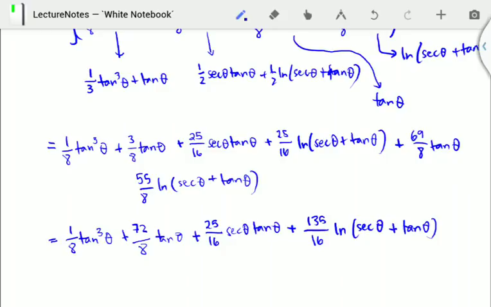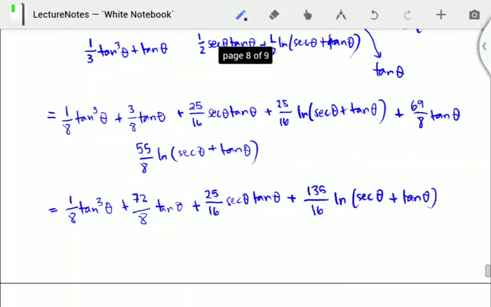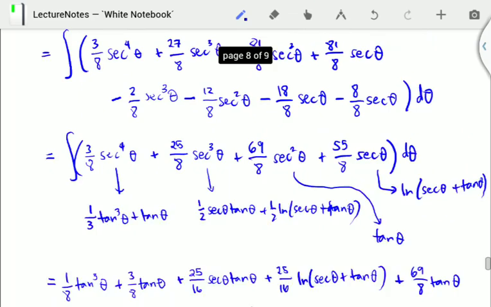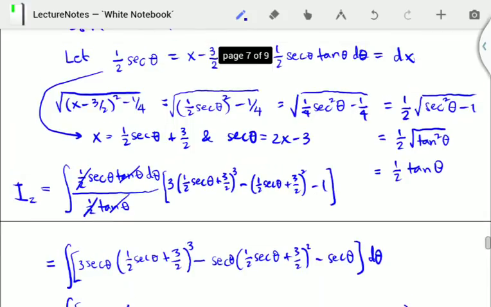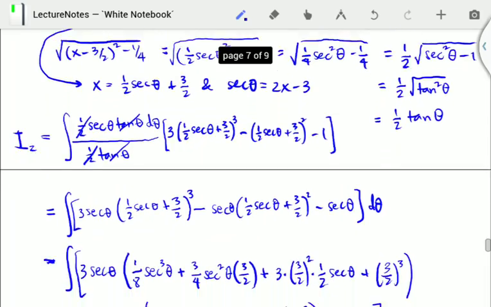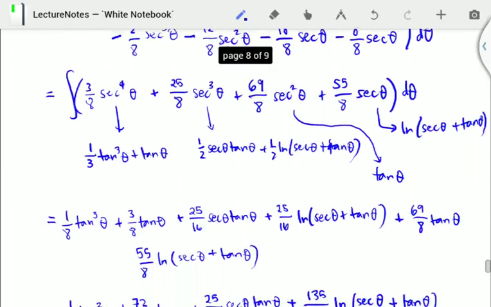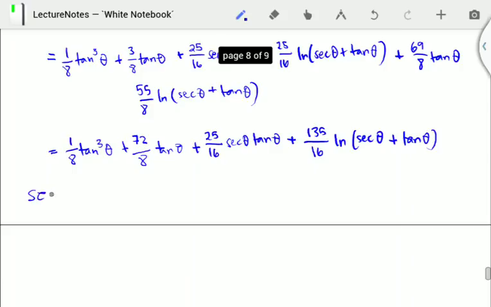But here comes the nice part, because note that the original variable is in terms of x and not theta. And what was the transformation? I wrote it up here. That's why I said that this will be important, because we're going to substitute it back. Sec theta is equal to 2x minus 3. What's the definition of secant? Secant is the reciprocal of cosine.